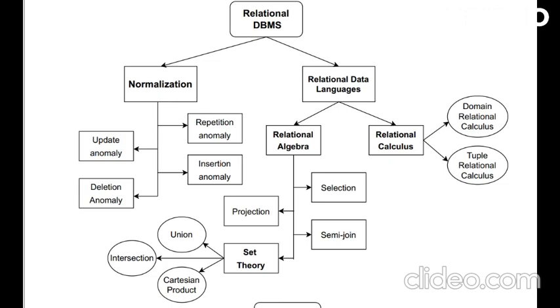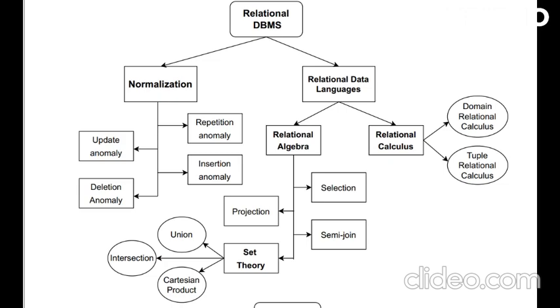A relational database can be visualized as a structured assembly of data predominantly represented in the form of tables. This segment further splits into two subsections, normalization and relational data languages. Normalization's primary objective is to rectify various anomalies within a relation, thereby achieving more refined relations. Within a relational scheme, four potential issues can arise: repetition anomaly, update anomaly, insertion anomaly, and deletion anomaly.